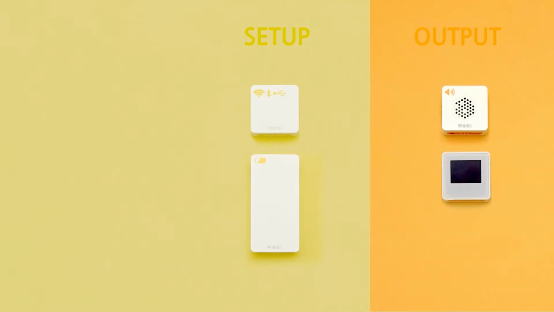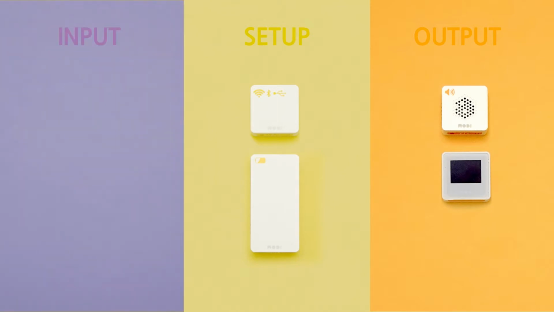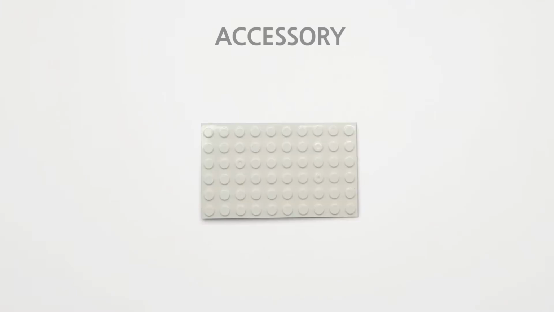You need a network and a battery for the setup module, a speaker and a display module for the output module, and a button and a dial module for the input module. Prepare a basic block among the accessories.